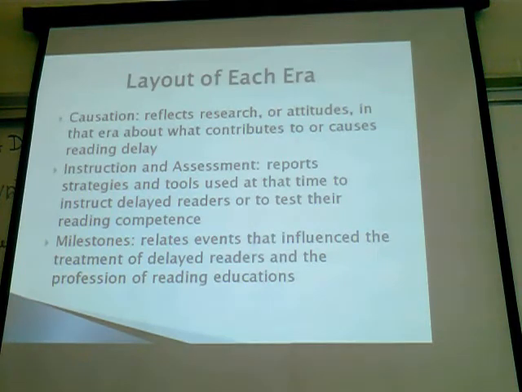Each era in this presentation is laid out in 3 categories. The first category is causation, which reflects research or attitudes in that era about what contributes to or causes reading delay. The second one will be instruction and assessment, which reports strategies and tools used at that time to instruct delayed readers or to test their reading competence. And the third one will be milestones, which relates events that influence the treatment of delayed readers and the profession of reading education.